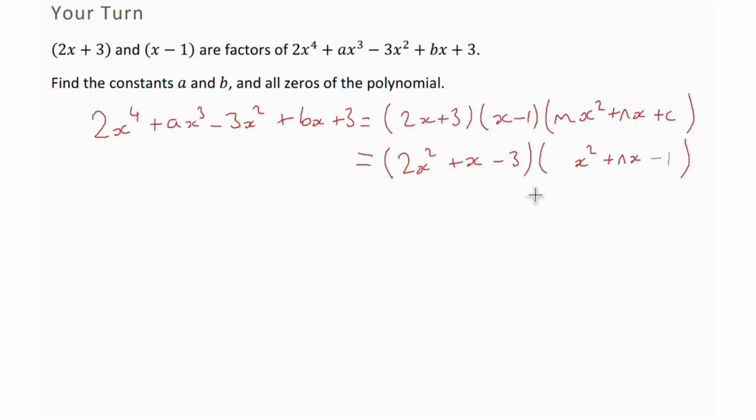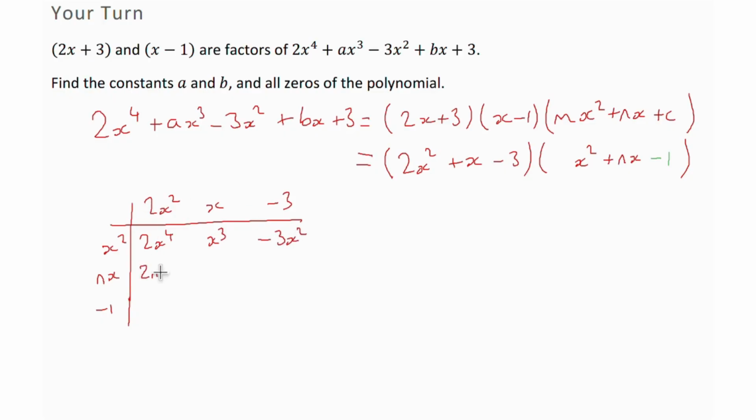Now, to do the rest of this, I could sort of think about this and go through all the different bits in my head, but I think realistically with this type of problem where there's lots of things going on, we're best going back to a grid method approach to see everything going on. So we've got 2x squared, x and minus 3, and x squared, nx and minus 1. That means I've got 2x to the 4, x cubed, minus 3x squared, 2nx cubed, nx squared, minus 3nx, and minus 2x squared, minus x and 3.